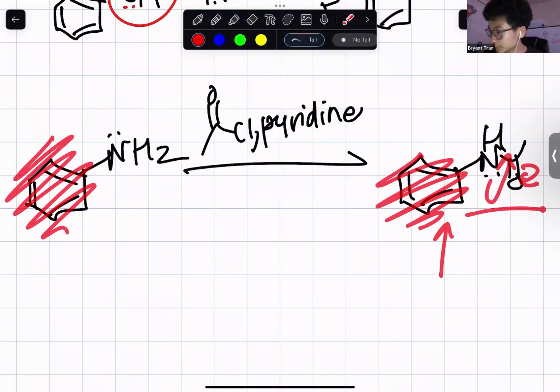Right. So that's why, because this amide here is stabilized by resonance, it's a weaker nucleophile, right? Because more stable things are more happy, they're less reactive.